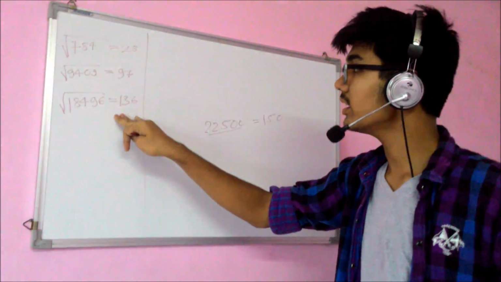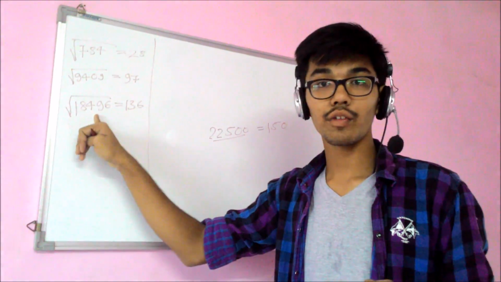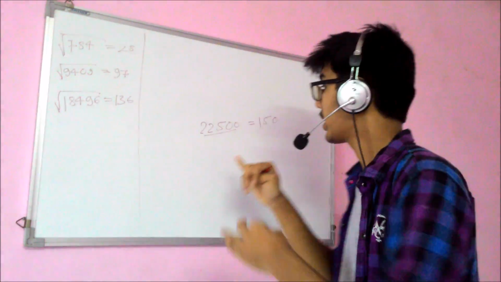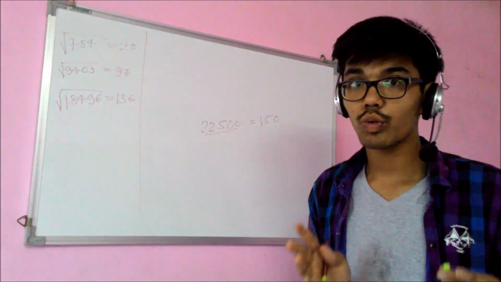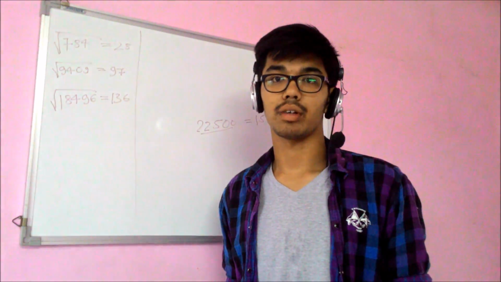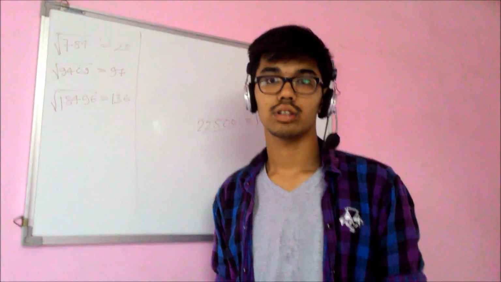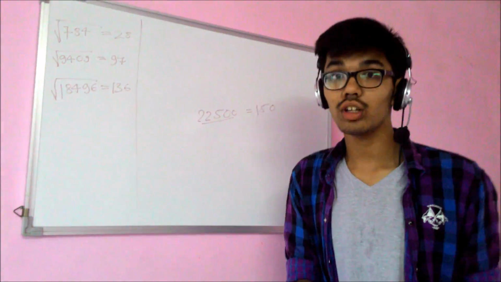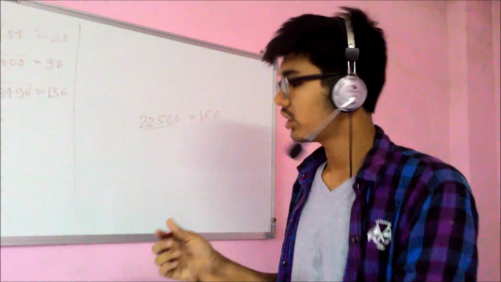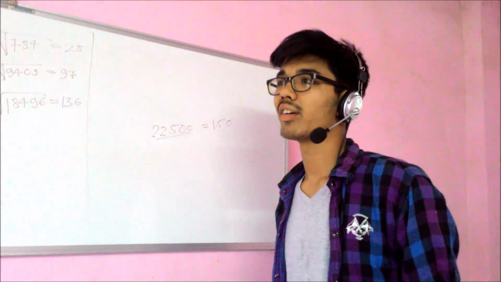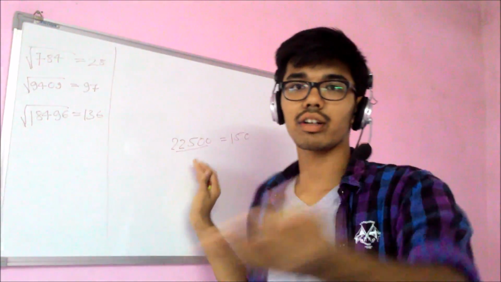Before, as the perfect square was smaller, you take the bigger number. But here, if the perfect square is smaller, we'll take the smaller number, and if the perfect square is greater, we'll take the greater. So, we'll take a number greater than this. Tell me a number greater than this.